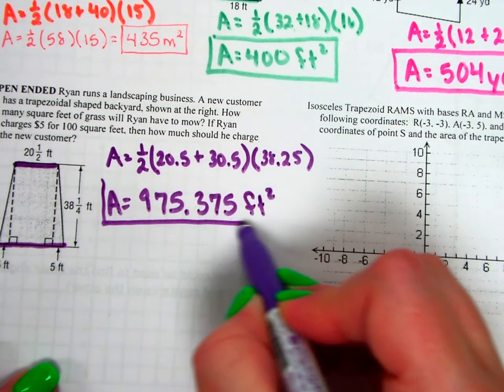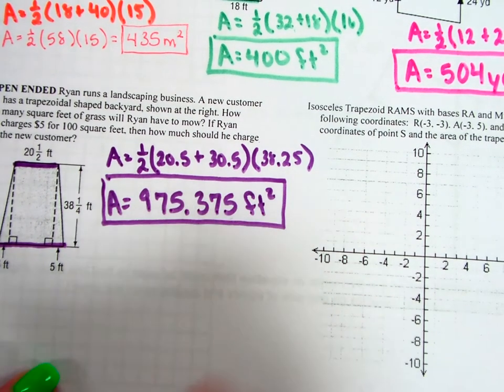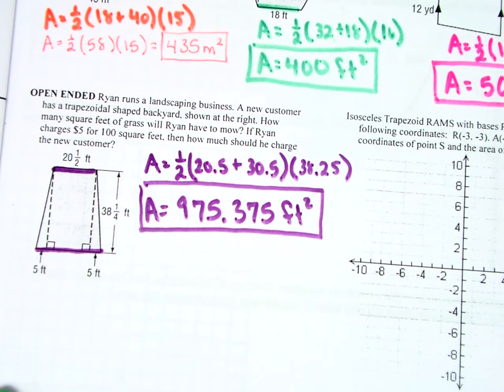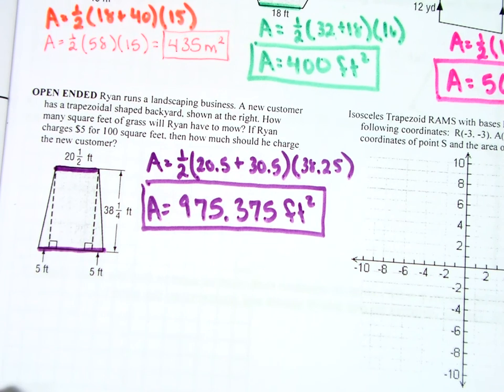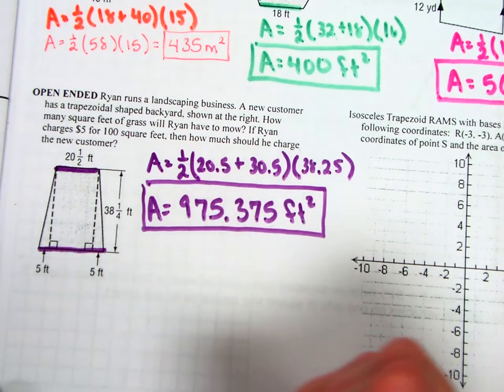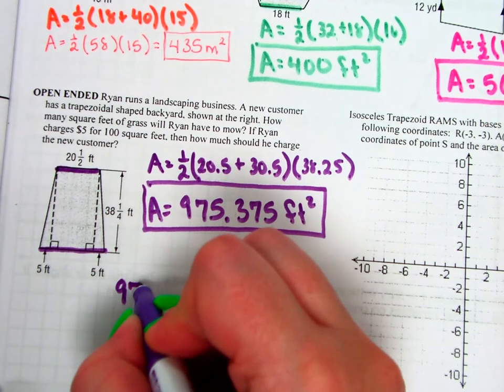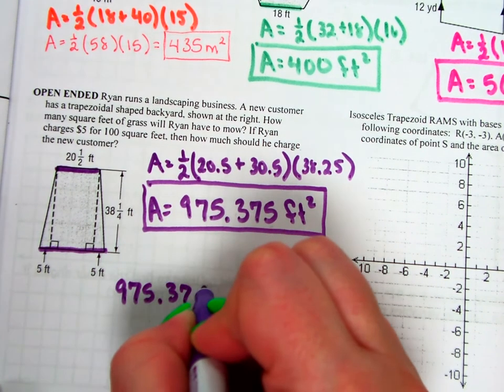Square feet. If he charges $5 for 100 square feet, how much should he charge the new customer? How do I figure that one out? Divide by what? By 5? By 100.